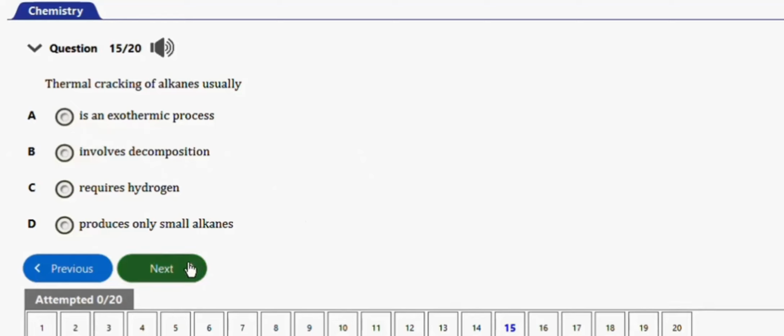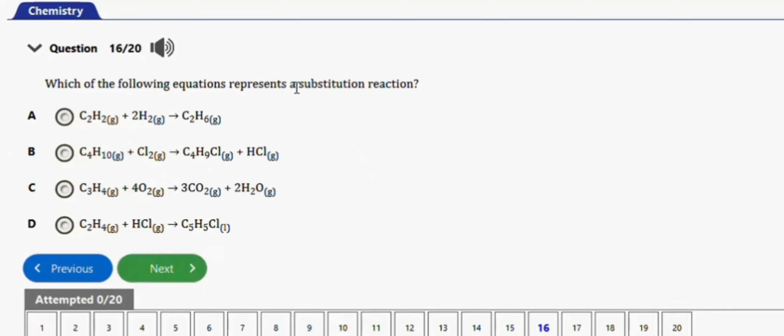The next question says which of the following equations represents a substitution reaction. Once you see an alkane involved, that will be the answer. So it is option B, basically, guys, because what we have here is butane reacting with chlorine gas. So the right answer is option B. This equation represents a substitution reaction. Alkanes undergo substitution reactions.